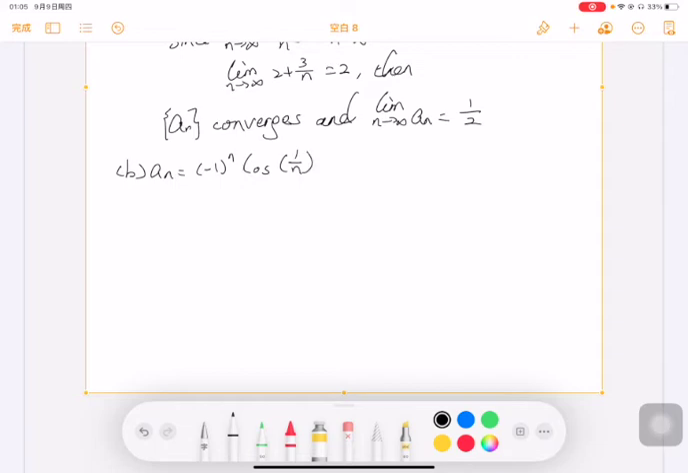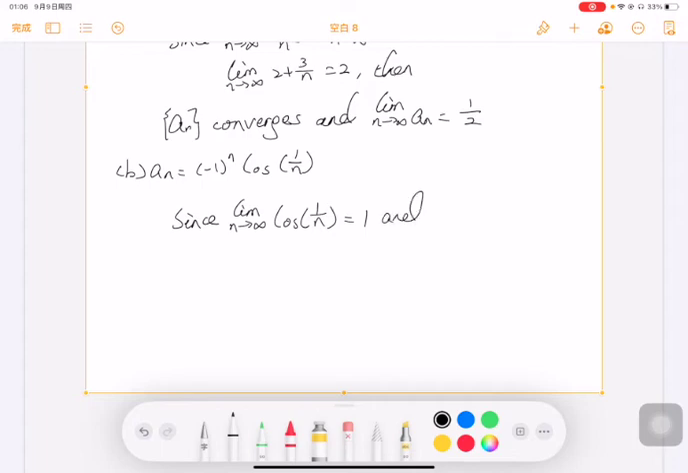And part B, we have a_n equals (minus 1) to the n times cosine of 1 over n. This is just a simple observation that the limit as n goes to infinity of cosine of 1 over n is 1, because when n goes to infinity, 1 over n goes to 0, and cosine of 0 is 1. Cosine is a continuous function, so the limit of that is 1.